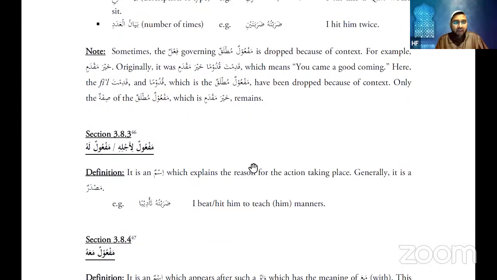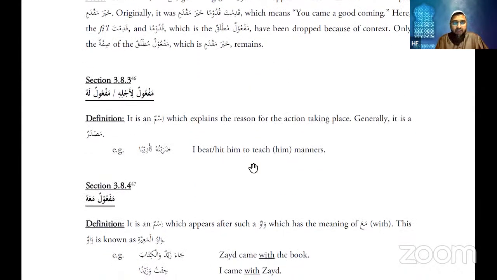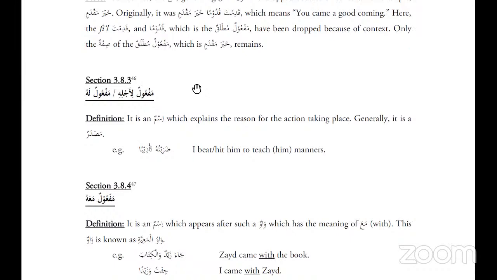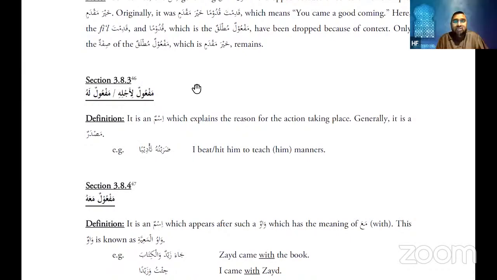That's number 2. Then number 3, I want you to do this: maf'ul li-ajlihi or maf'ul lahu. It's an object of a verb, which I'm putting in my own words, which explains the reason why you have performed that action itself. No, I don't like talking to somebody I cannot see. So it literally tells you the reason why you have performed that action. Lahu, li-ajlihi, means because of it.